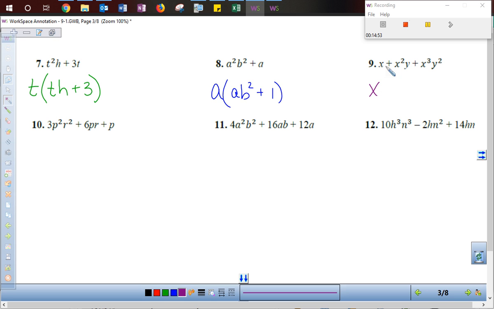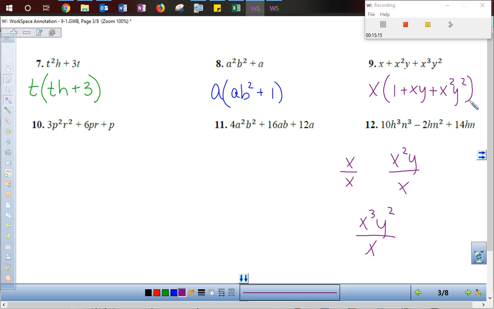When I factor out an x, I need to take each term and divide it by what I'm taking out. So x divided by x leaves me with 1. X squared y divided by x leaves me with xy, and x cubed y squared divided by x leaves me with x squared y squared.